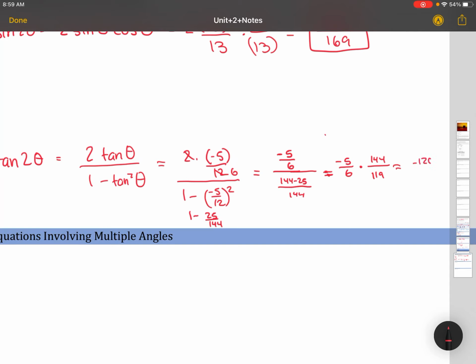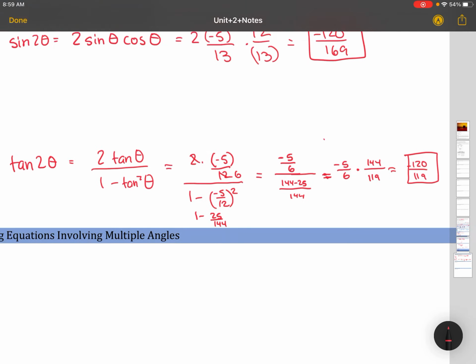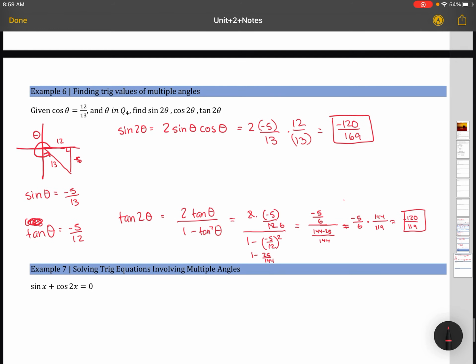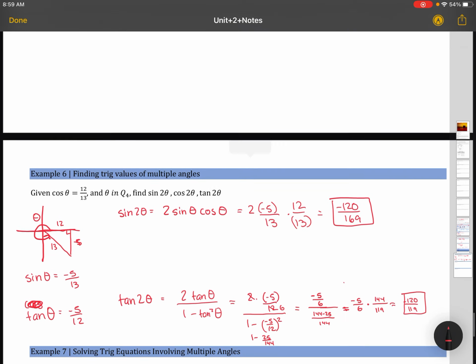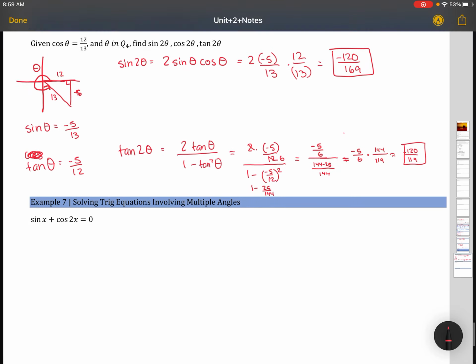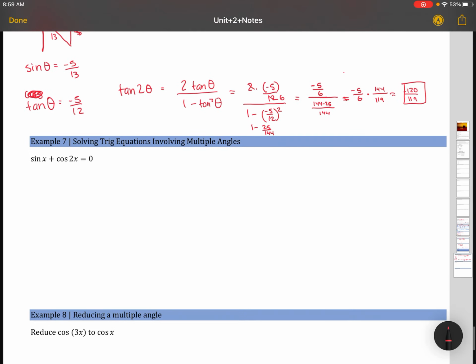I get -120 divided by 119. Cool. Yeah, because 6 goes in 144 24 times. That makes sense. So -120 divided by 119. So for each of these formulas, all we did was apply the actual formula and use our right triangle trigonometry to find the sine, cosine, and tangent so that we could use those double angle formulas.